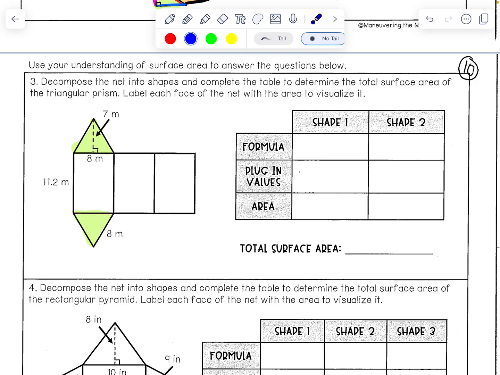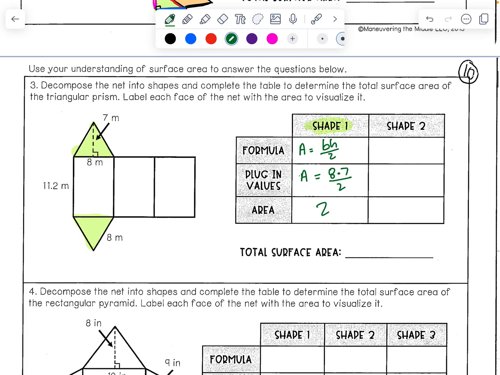So for our green shape, the formula is area equals base times height divided by 2. The base is 8. The height is 7. So 8 times 7 divided by 2. And I believe that is 28 square meters. Let's try shape 2, which they're all going to be the same.